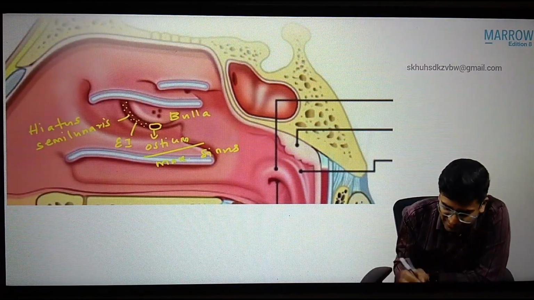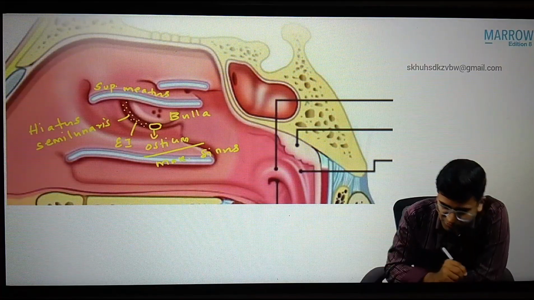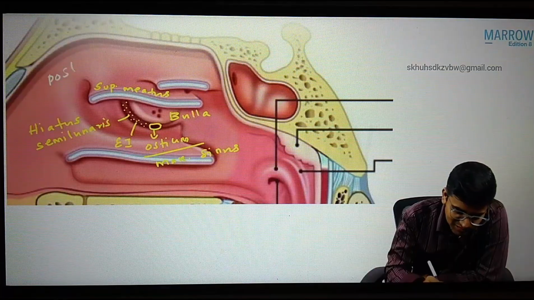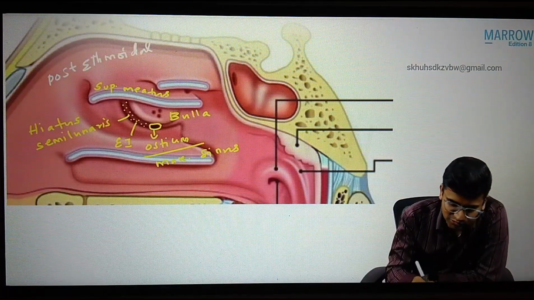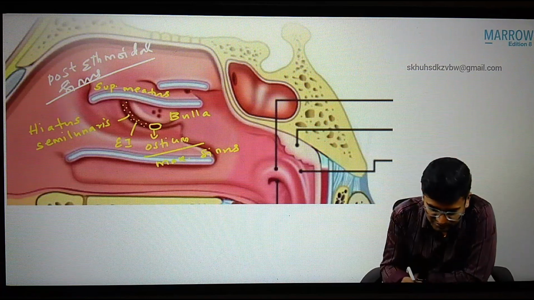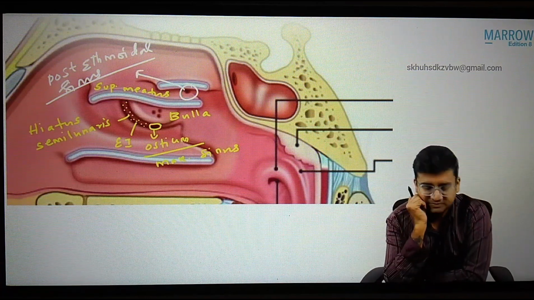And see this diagram. Now, this is the superior meatus. The superior meatus receives the posterior ethmoidal sinus. So the posterior ethmoidal sinus opens into the superior meatus. This one is the opening of the posterior ethmoidal sinus.